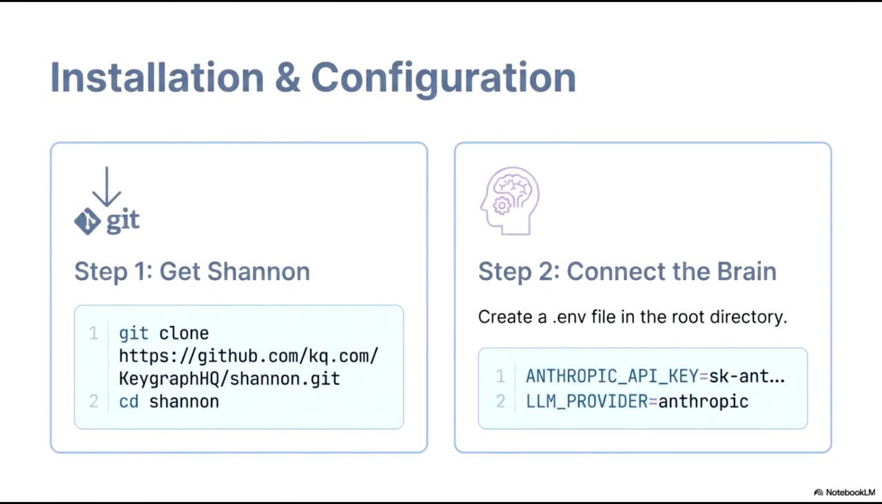Installation and configuration of Shannon follow a straightforward 2-step process. First, you need to retrieve the codebase. This is accomplished by cloning the repository from the provided GitHub URL and then navigating into the directory using the change directory command. Once the files are in place, the second step is to connect the system's intelligence, which we call the brain. You will need to create a .env file in the root directory of the project. Within this file, you must define 2 essential environment variables, your Anthropic API key and the LLM provider. This configuration ensures that the system is properly authenticated and ready to interface with the language model.